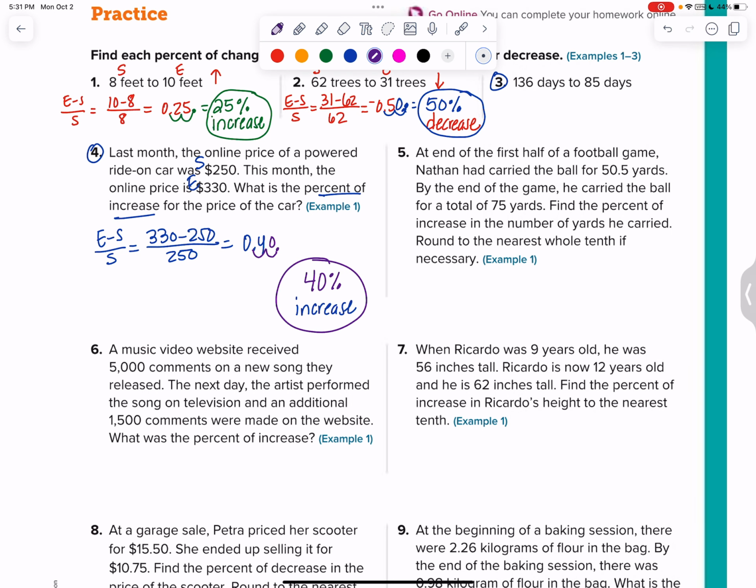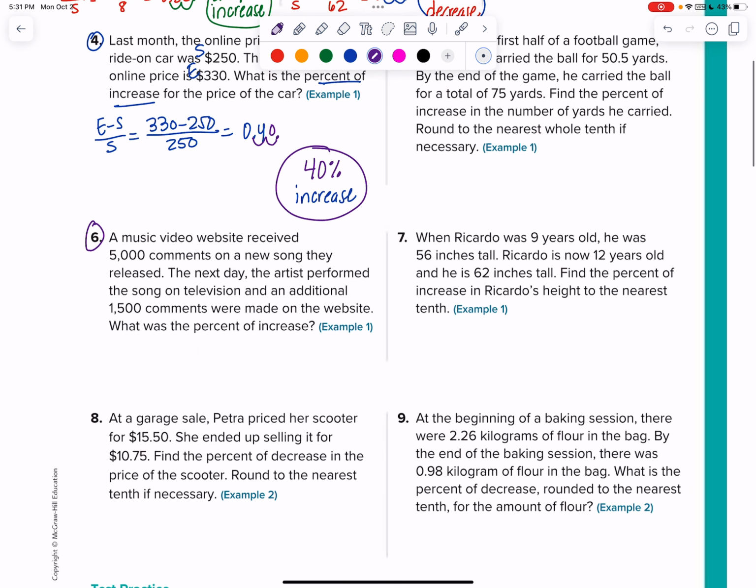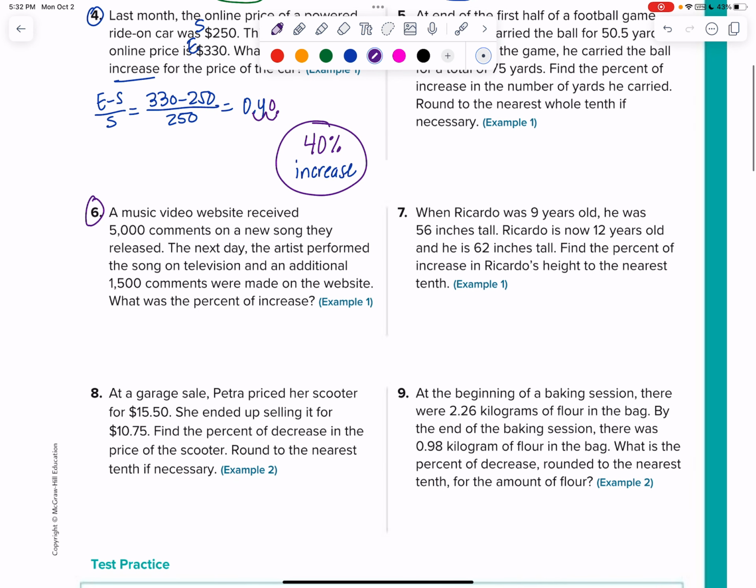All right, let's take a look at number 6. Okay, and 5 will be on your own. Realize 5 says round to the nearest whole tenth. Okay, so be careful with that one when you get there. All right, number 6. A music video website received 5,000 comments on a new song they released. The next day, so that's the end, an additional 1,500 comments were made on the website. What was the percent of increase?